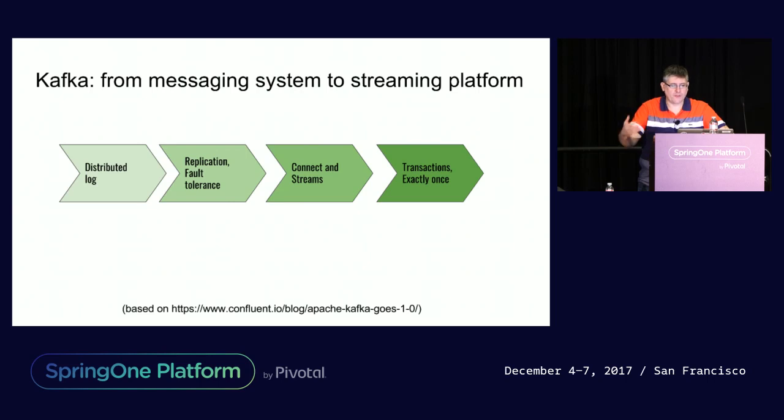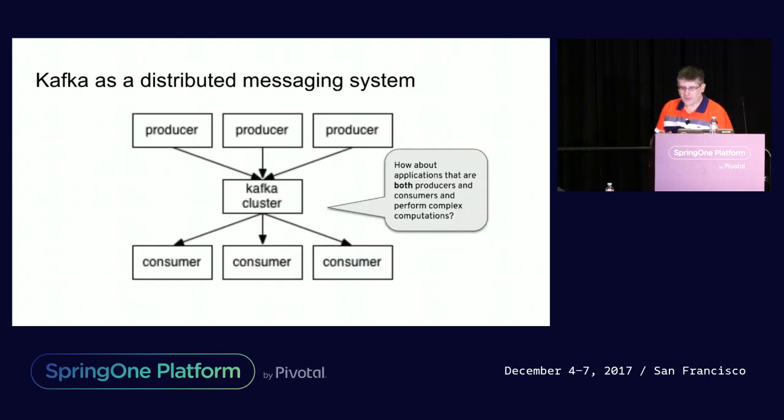Over time, we've seen adding things like replication and fault tolerance, support for ingestion and for exporting data from Kafka through Connect, support for data processing through Streams. More recently, right before the 1.0 release, transactions and exactly-once. So there is this consolidation and this evolution from the basic messaging system to a platform. And Kafka Streams actually falls into this category.